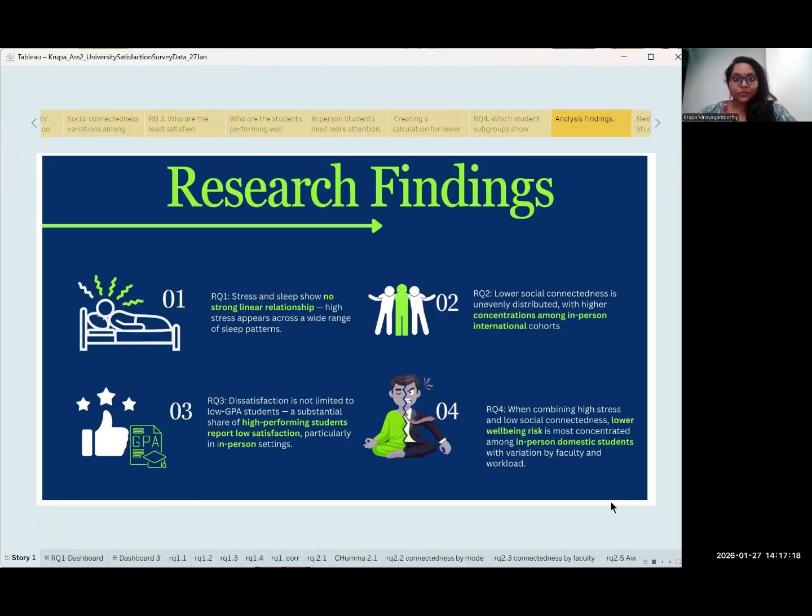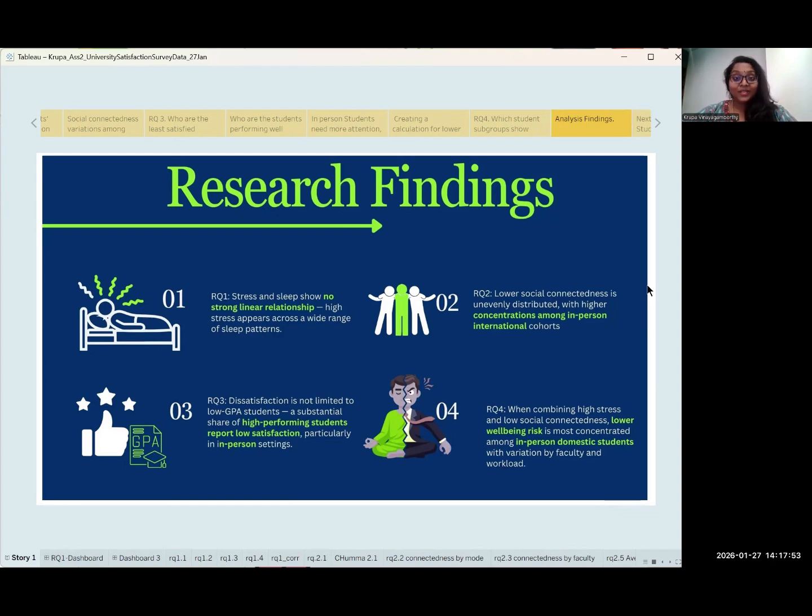At the end of the day, what have been our findings? First of all, there's no strong linear relationship between stress and sleep. Second, there is a concentration of international students studying in person who feel perhaps a bit lonely. Third, a lot of high performing students report low satisfaction levels. And fourth, students with lower well-being risks concentrate in the group of in-person and domestic students.